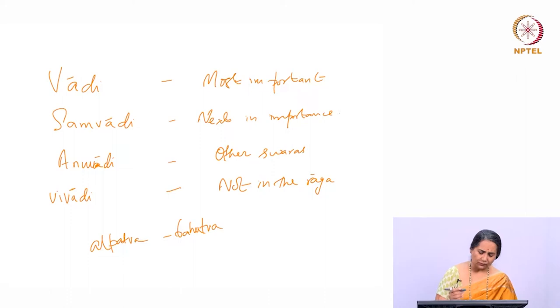Now vadi and samvadi are concepts that are found in medieval treatises onwards, even earlier, from the 8th century onwards itself, and they are actually part of a quartet of concepts: vadi, samvadi, anuvadi, vivadi. This is an ancient quartet of concepts, and they continue to be relevant.